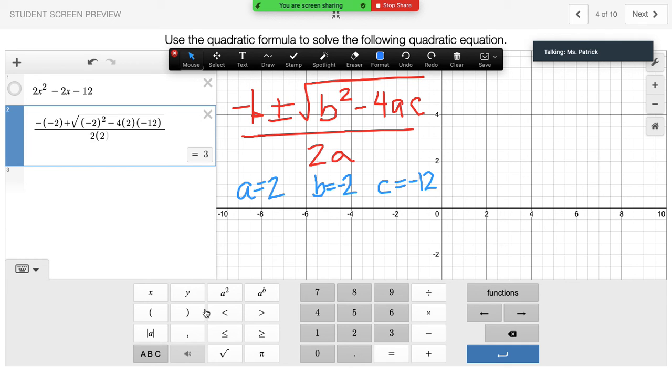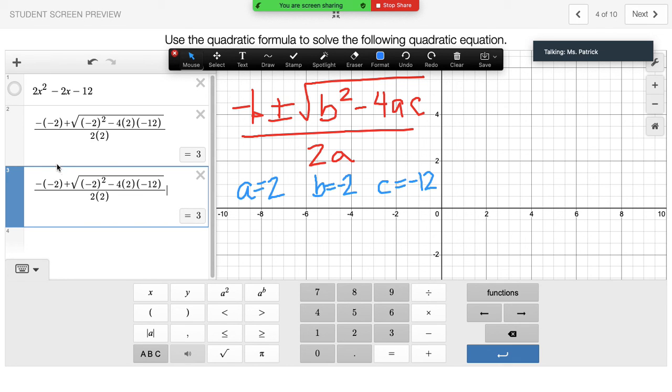I am going to use my command button to copy this. So command C or control C. And I'm going to go to the next line, control V, paste it, and instead of plus, I need to make sure I change that to see what the answer would be if I were to subtract. So I have 3 and I have negative 2.